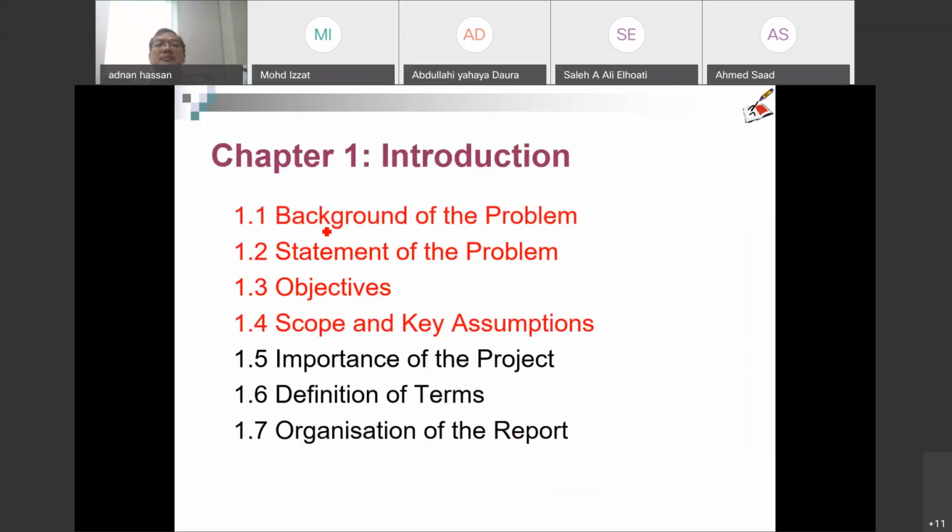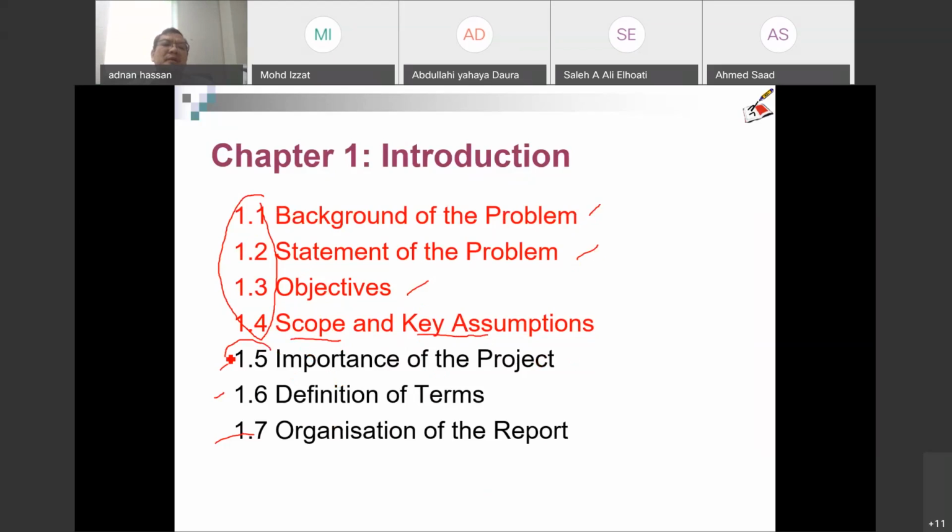outline for chapter one. So maybe for your masters, I would say that 1, 2, 3, 4 should be okay. But if you are doing research, you may need to put all of this. Okay, but it's good practice if you can do all of this. You can start learning now what to put in the background of the problem, what to put in the statement of problem, what is the objective, what is your scope, and what is your key assumption. Okay, why your project is important.